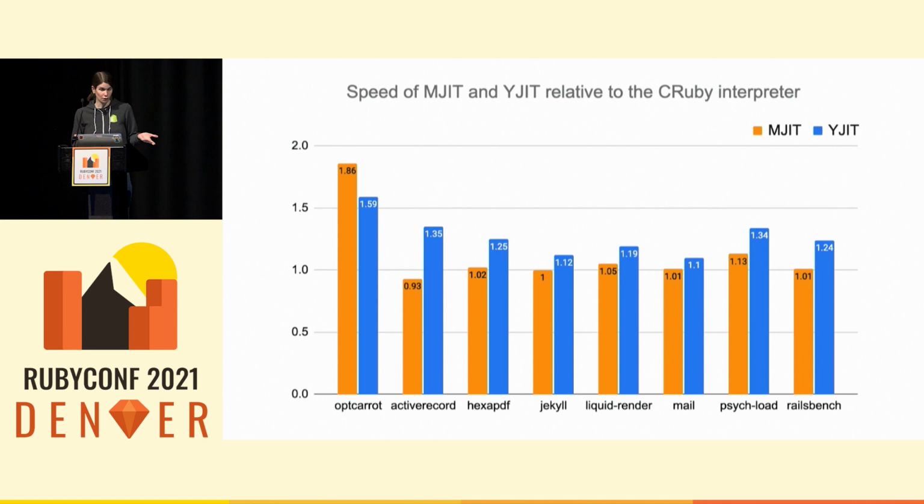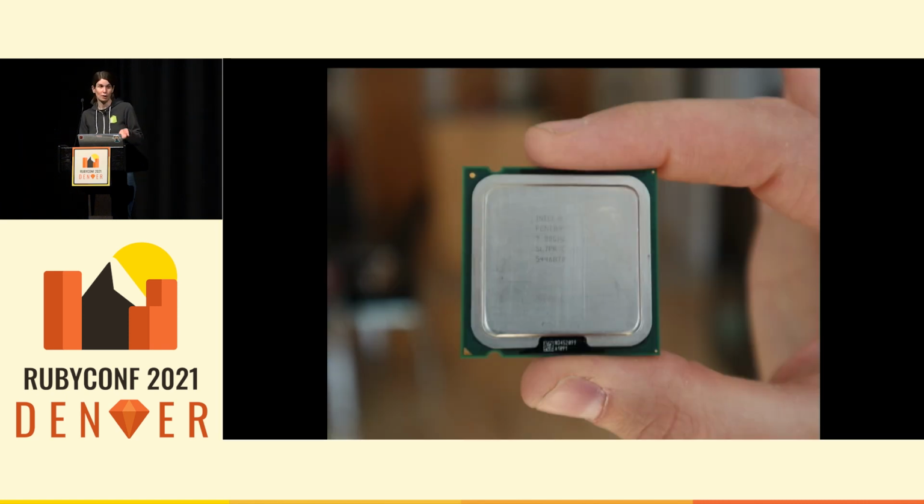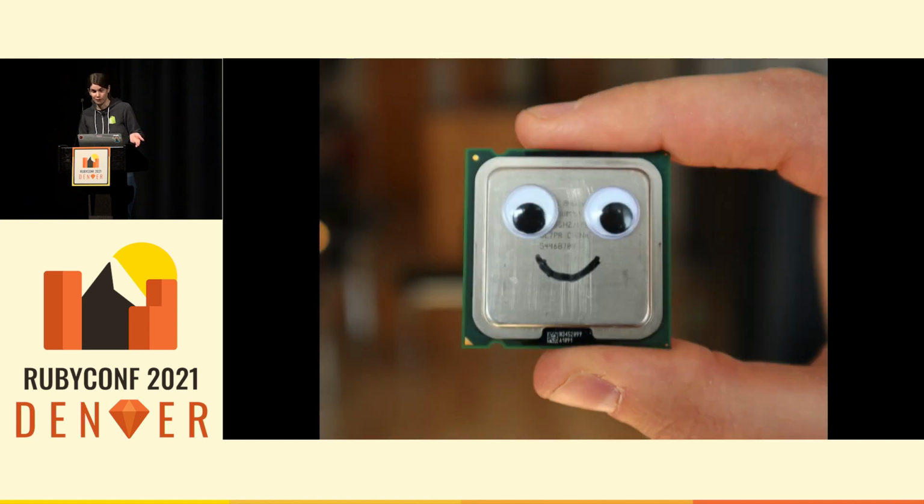We don't outperform MJIT on opt-caret because that's not really a workload that we've been optimizing for. So if you're using opt-caret in production, maybe don't run YJIT. But in general, what we can see is that if we feed the code generated by YJIT to a CPU, the CPU is happy.